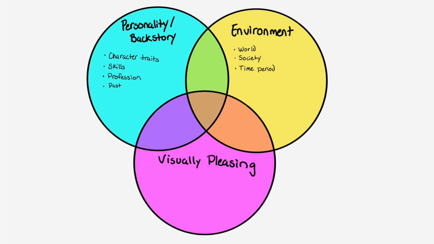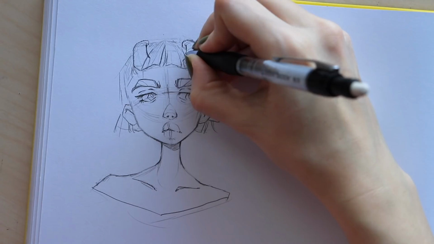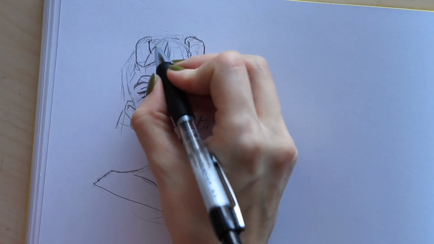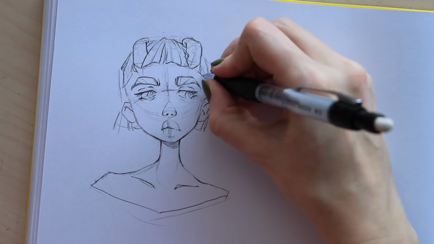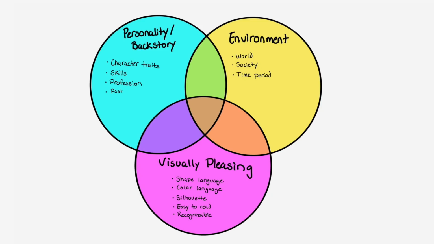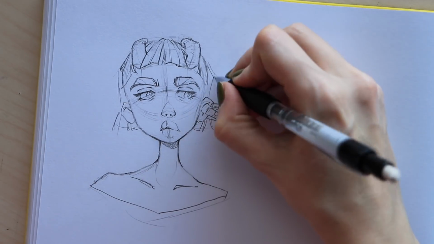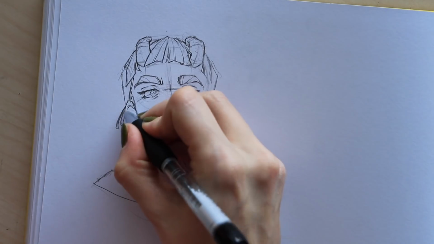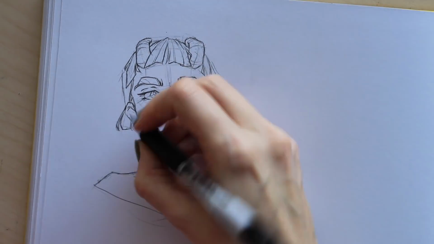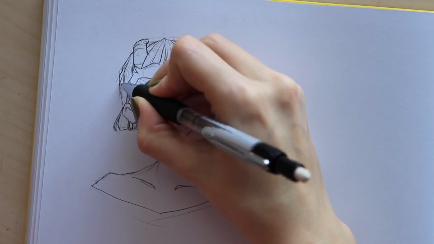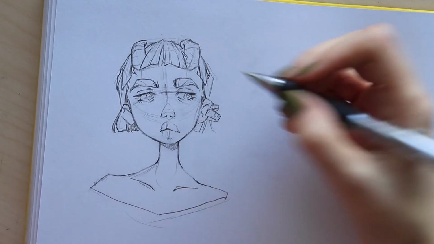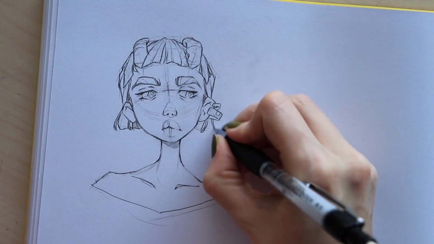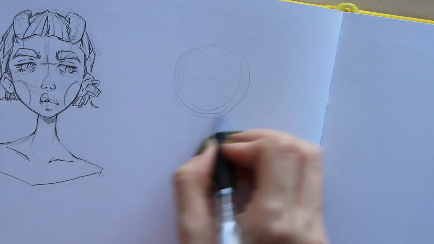And then for environment, you're thinking about the world they live in, the society, the government, what values that society has, the time period that they live in. And then for the visually pleasing section, I think about things like shape language, the colors that are used, and silhouette. I personally like my characters to be pretty simple, but you want your character to be easy to read, but also distinguishable. You want them to be able to stand out from a crowd. So if you drew them in a crowd of people, you want it to be obvious, this is the character you should be focusing on.